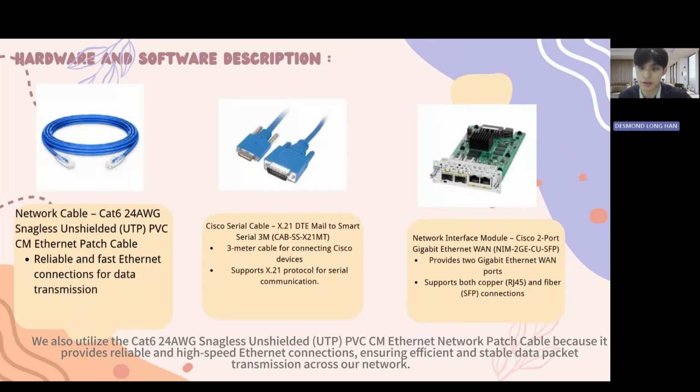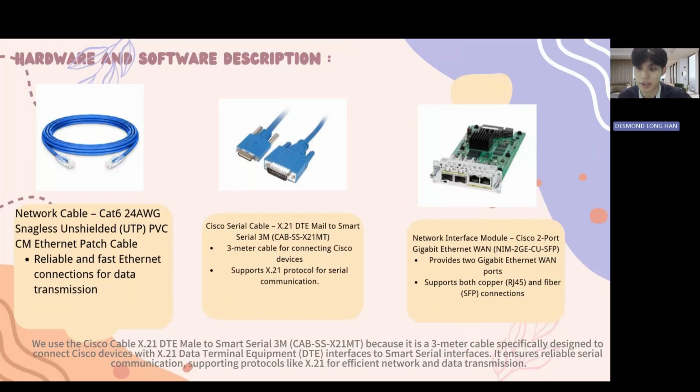So we also utilize the UTP because it provides reliable and high-speed internet connections, assuring efficient and stable data packet transmission across our network. With the Cisco Cable X21, because it is a 3-meter cable specifically designed to connect Cisco devices with X21 data terminal equipment interface to smart serial interfaces, it ensures reliable serial communication, supporting protocols like X21 for efficient network and data transmission.